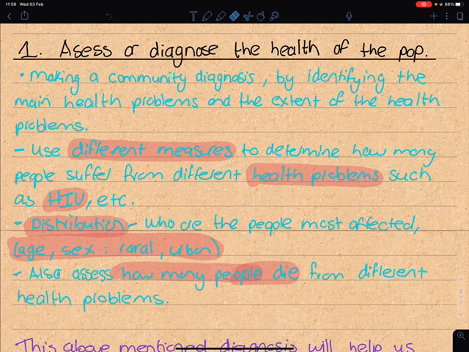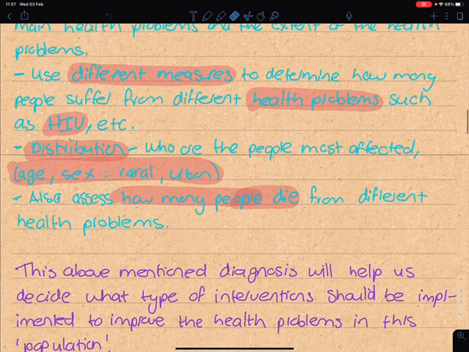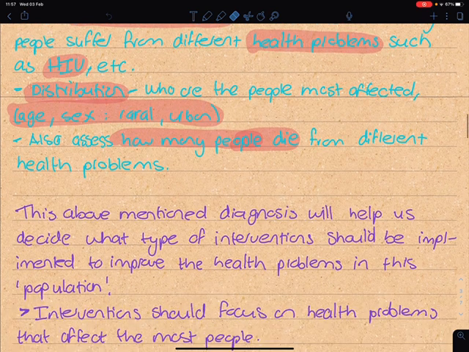Is it in the urban or the rural areas? And also, what ages does it affect? What sex does it affect? Things of that nature. All of this will help you with your intervention. And also you have to assess the mortality rate. How many people die from this health concern or health risk? So the above mentioned diagnosis will help you decide what type of intervention should be implemented to improve the health of this population.